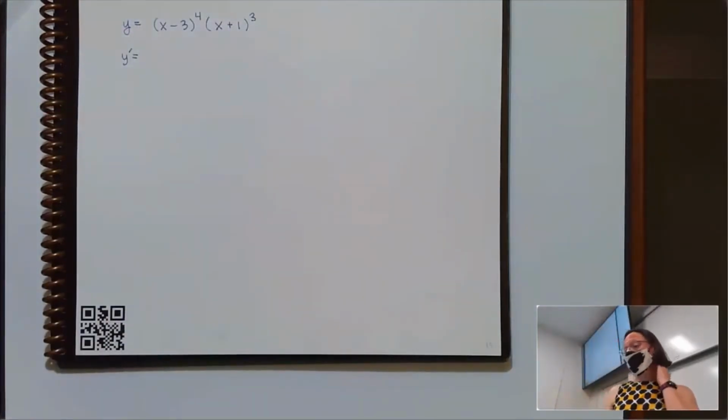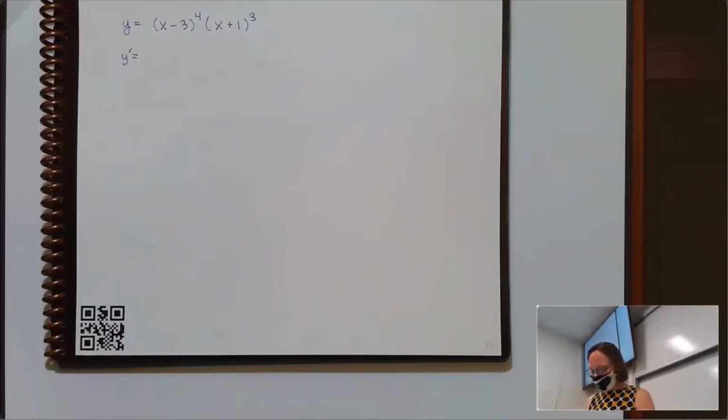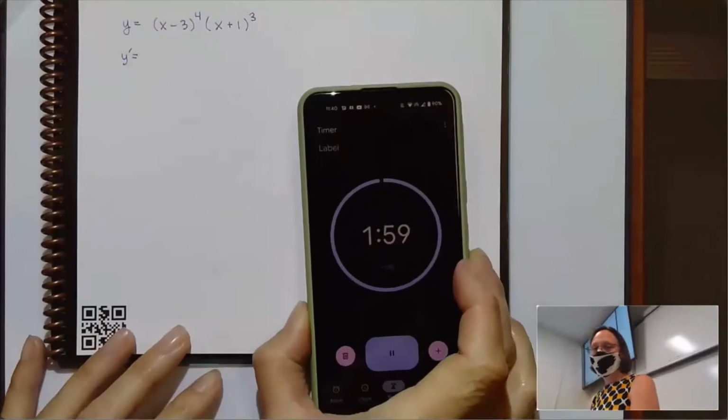I'm going to give you all 2 minutes to take that derivative. Are you going to need a product rule? Yes, you are. Are you going to need a chain rule? Why, yes, you are. I'm going to let you take 2 minutes to get as far as you can in that derivative on your own. And then we'll work on it together.